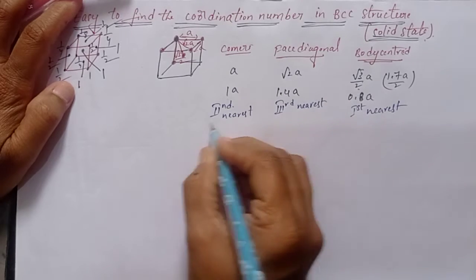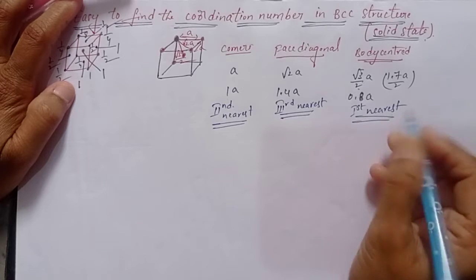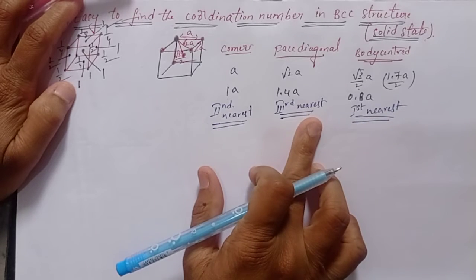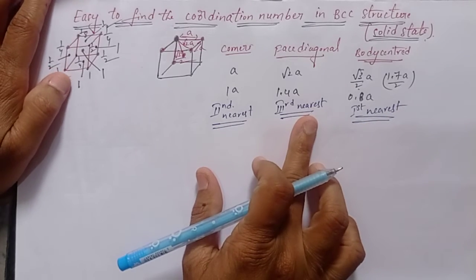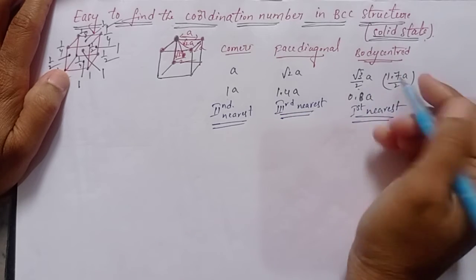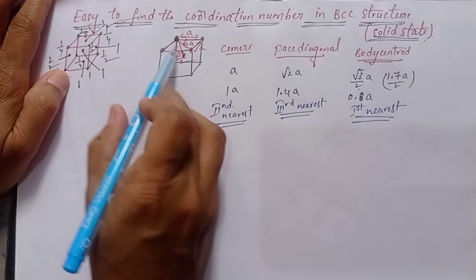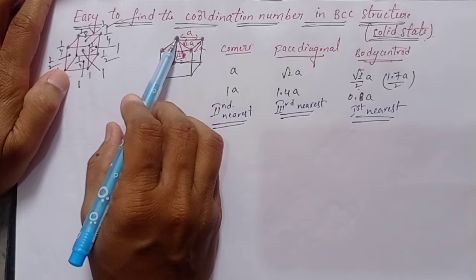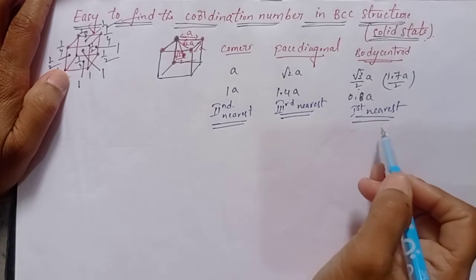Third nearest. Okay, first nearest, second nearest, third nearest. So first of all, I'm going to calculate the first nearest coordination number. We have to find how many body centered particles are nearest to the considered corner particle. That coordination number we have to find.